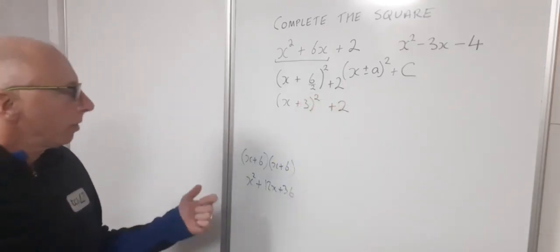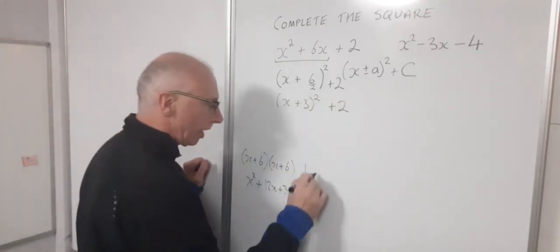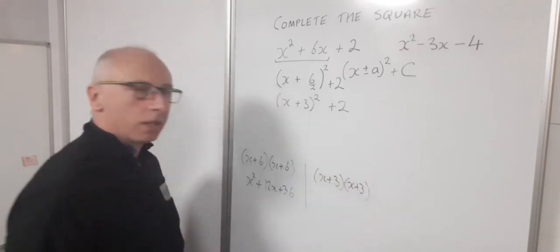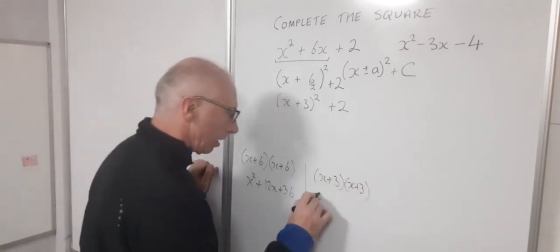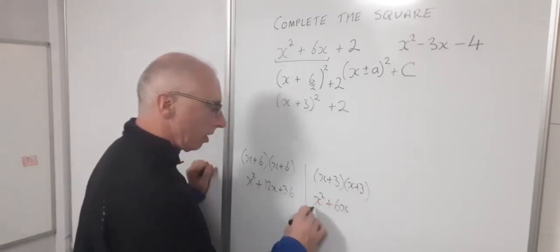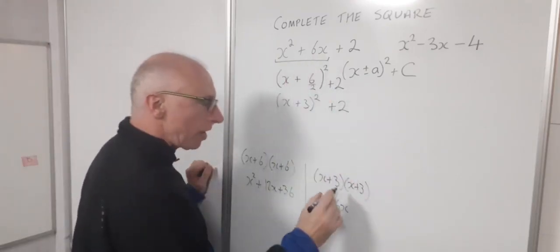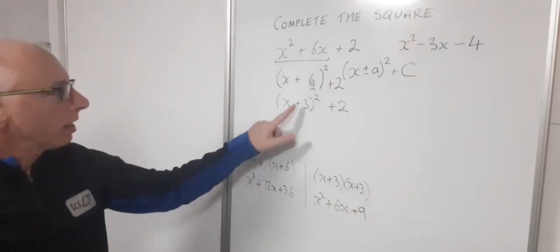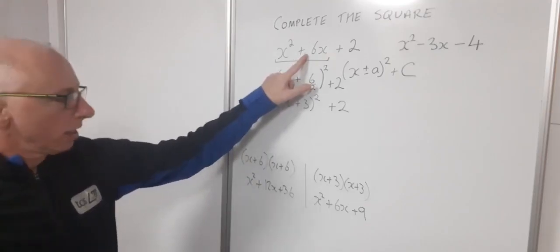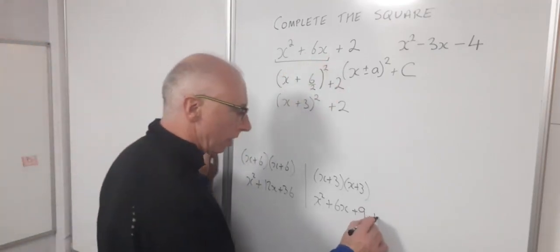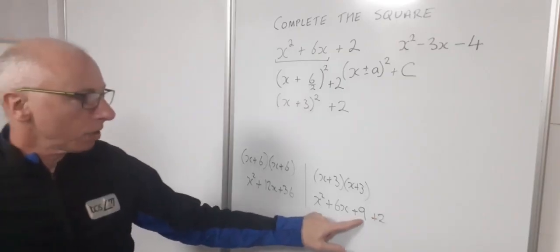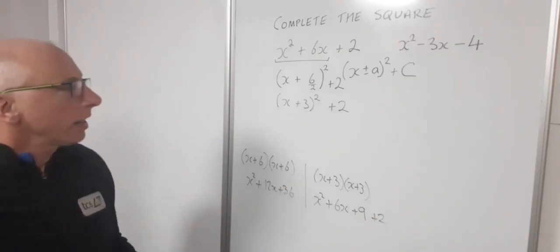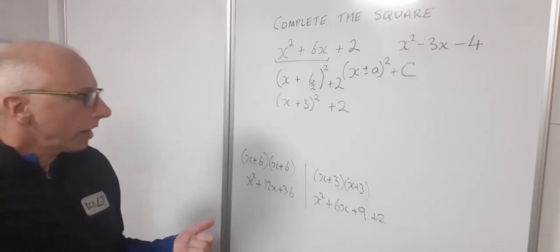Okay, now let's write that one out and just FOIL that and see what happens. So x plus 3, x plus 3. That will give me x squared plus 6x, which is what I want. But now I've gained a constant of 9. So now this is 9 more than that. So if I now add the 2 on, I get x squared plus 6x plus 9 plus 2, which is plus 11. So I need to insert a number to make that correct.